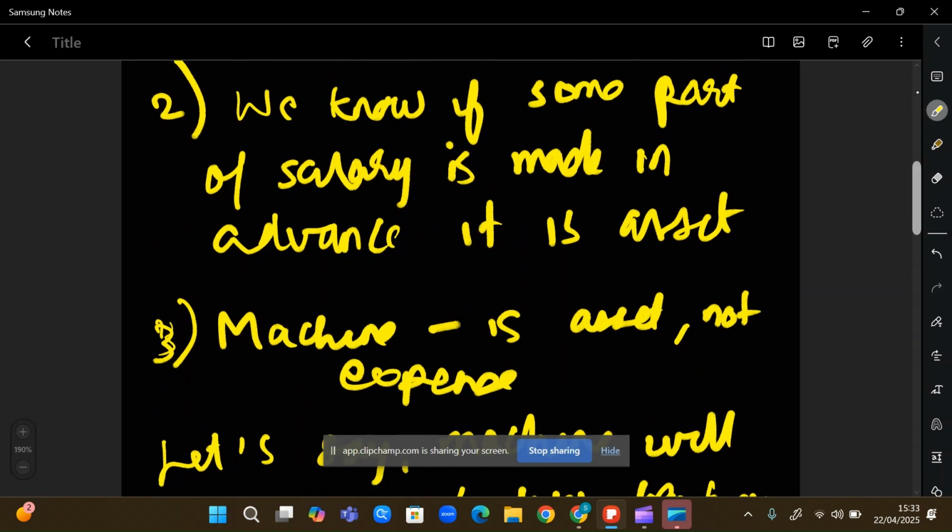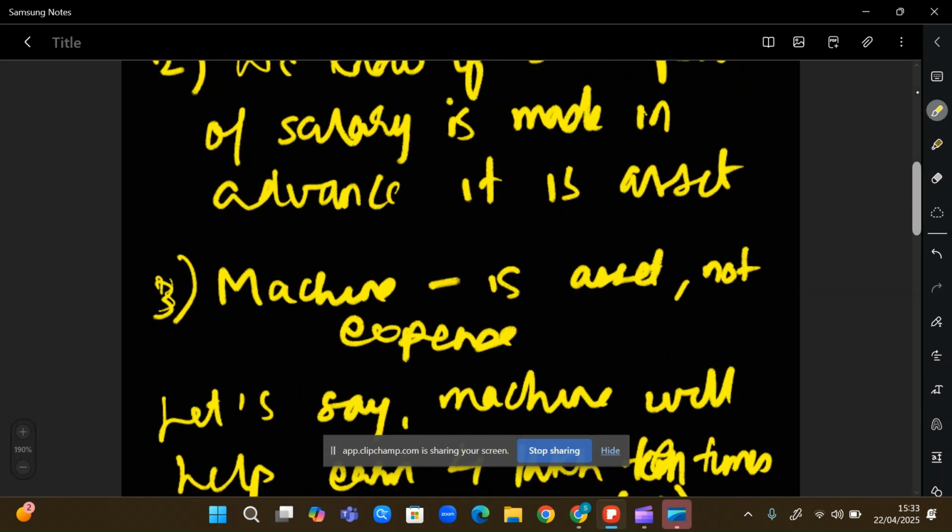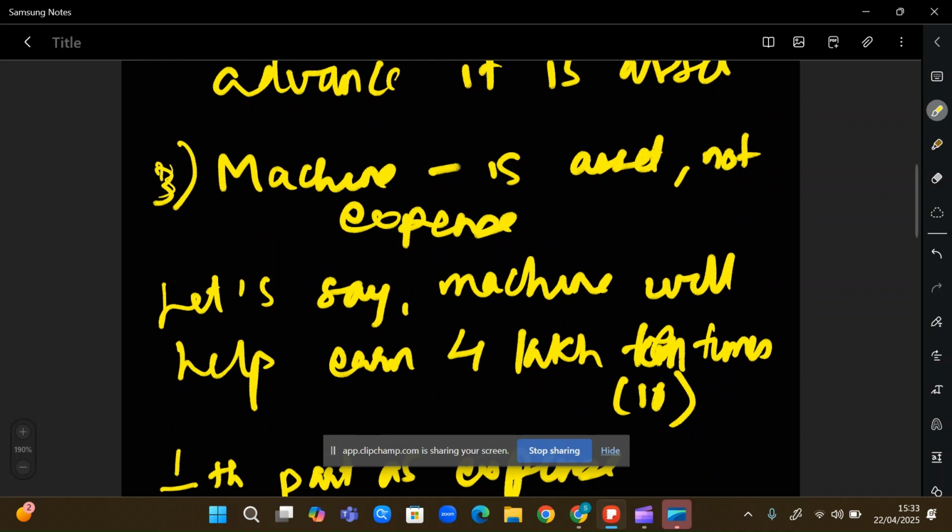We know some part of salary made in advance is an asset. Machine is an asset, not an expense. Suppose the machine, building, or equipment gets consumed, then it would be listed as an asset, not as an expense. As we have defined the criteria, something that gets consumed before the balance sheet is made is called an expense.